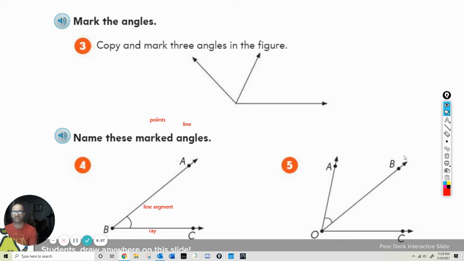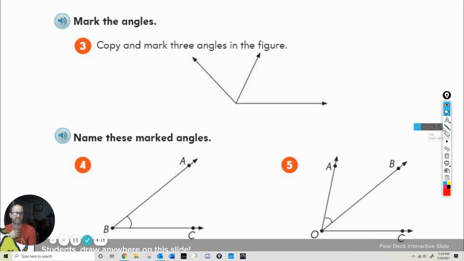All right. Copy and mark 3 angles in the figure. Oh, okay. So what this one's asking you to do is simply, nope, I want this. Here's angle 1. Here's angle 2. And this would be angle 3. And if you want to get really funky and cool, you could actually say this is angle 4. Name these marked angles.